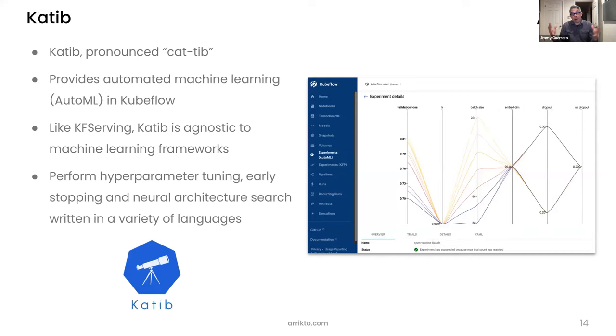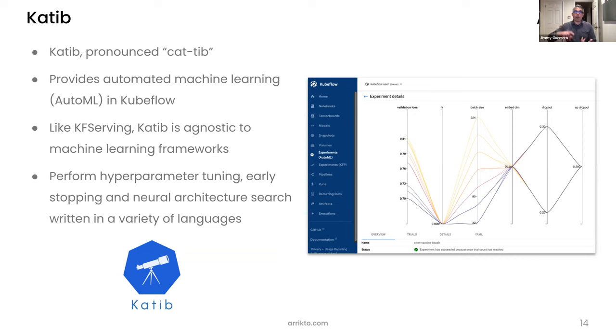Another thing that a lot of people do when they're developing machine learning models is they want to go down the route of AutoML, right? So here, Kubeflow is going to provide a component that's baked right into it, and it's called Katib. So what this does is that it provides the AutoML capabilities inside of Kubeflow. So you don't have to go outside of Kubeflow to get this sort of functionality. So like KF Serving, Katib is agnostic to the machine learning framework. So you get a lot of flexibility here as far as how you want to work.